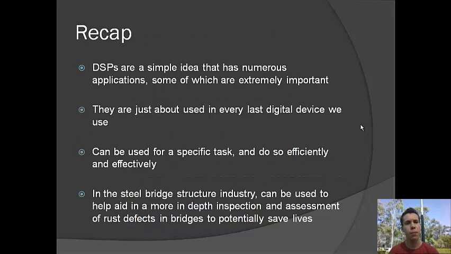So just to recap, DSPs are a simple idea that has numerous applications, some of which are extremely important. They are also just about in every last digital device that we use. As I said before, mobile phones, computers, TVs, all that sort of stuff. So they can be used for a specific task and do so efficiently and effectively. And in particular, in the steel bridge industry, it can be used to help aid engineers in a more in-depth inspection and assessment for rust defects in bridges, which can potentially save lives.